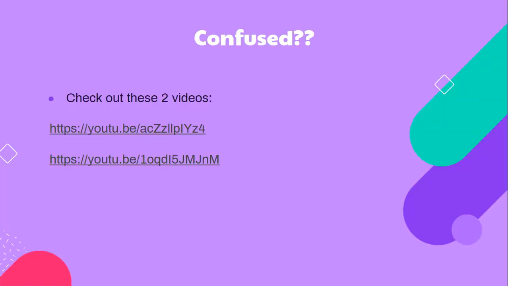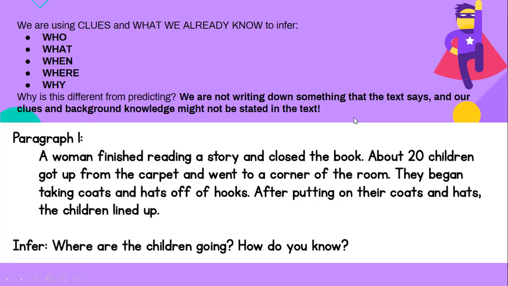Okay? So if you're still confused about inferencing, there are 2 videos here that you can click on in the PDF, and you can check those out. Okay? They're really good about inferencing. So we are using clues and what we already know to infer. Okay? And remember, you're going to infer who, what, when, where, and why. Okay? So this is different from predicting because we are not writing down something the text says.